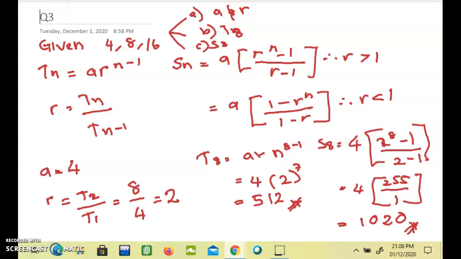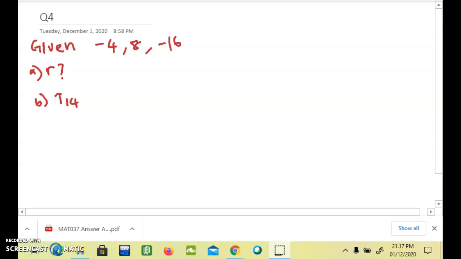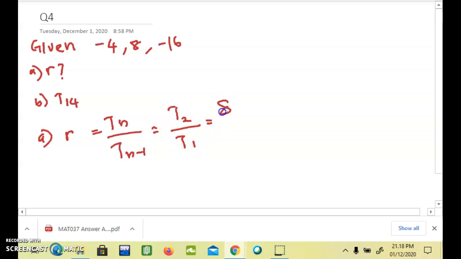Now let's see the next question. Let's continue with the second example for geometric sequence. So now say you are given -4, 8 and 16. For this question I just want to find the R and T14. As I told you before, the formula to find R is R equals to Tn divided by Tn minus 1. So I'm going to find T2 over T1. So I have 8 over -4. So R is -2.